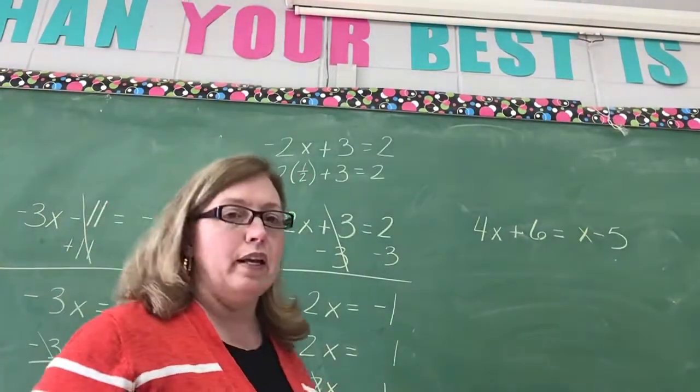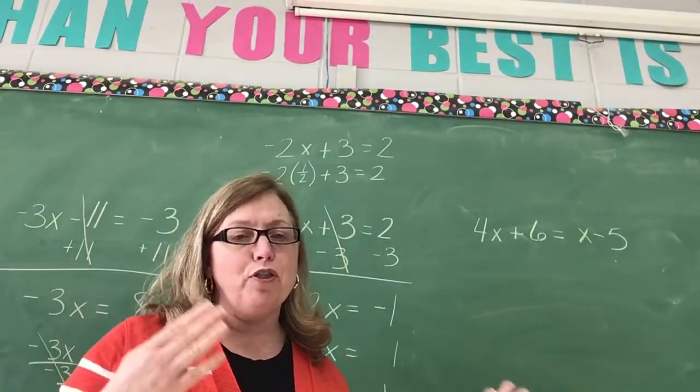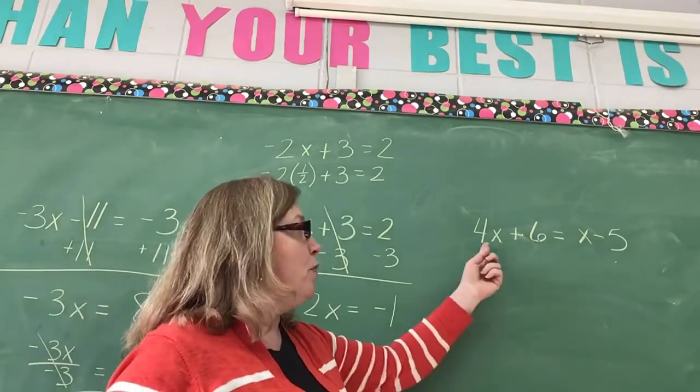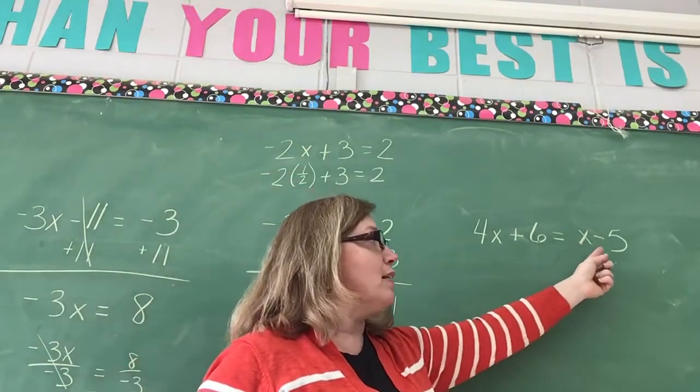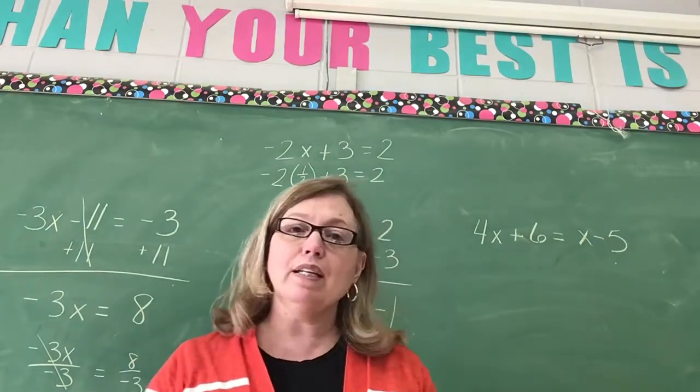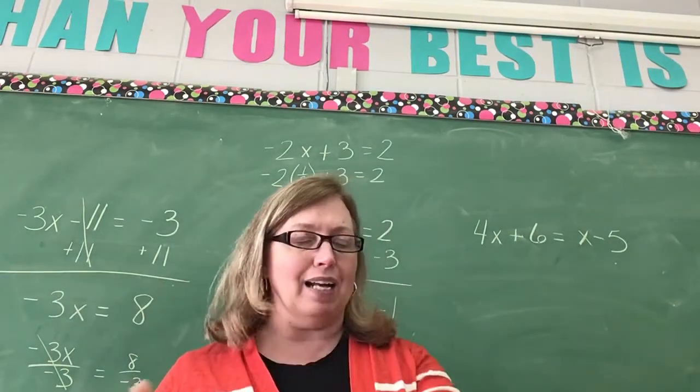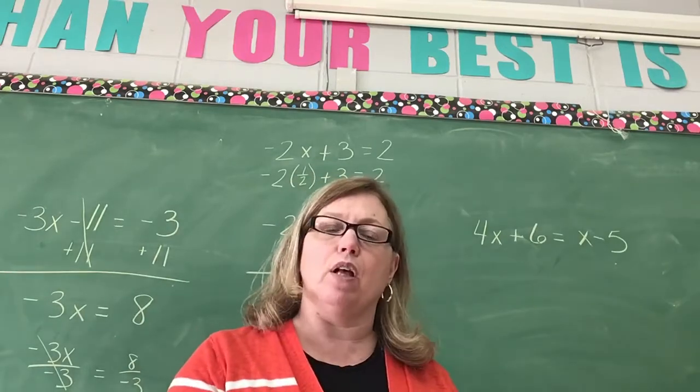What do you do if you have multiple things to do? Okay? You have 4x plus 6 equals x minus 5. The rule isn't any different. I still need to get my constants on one side and my variables on the other.